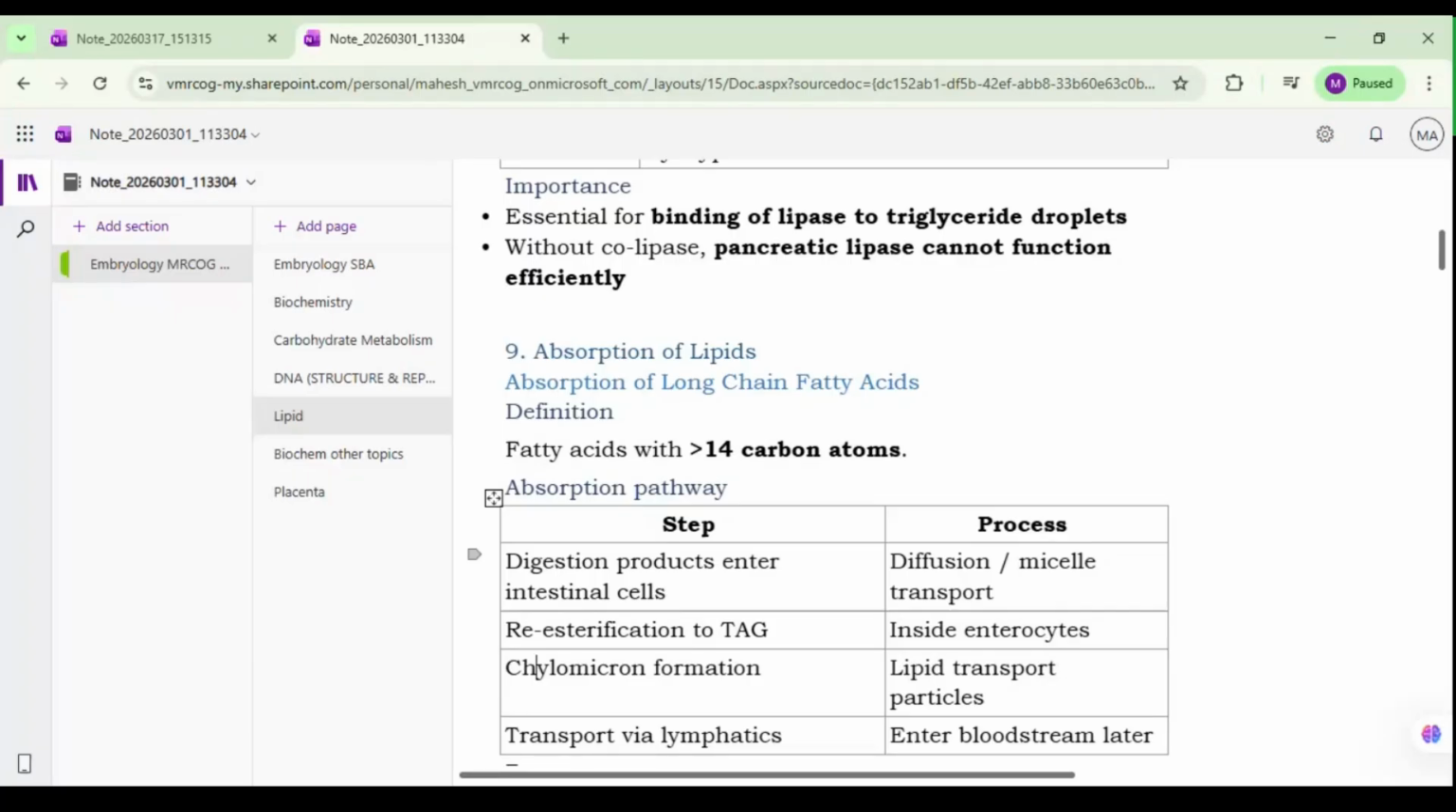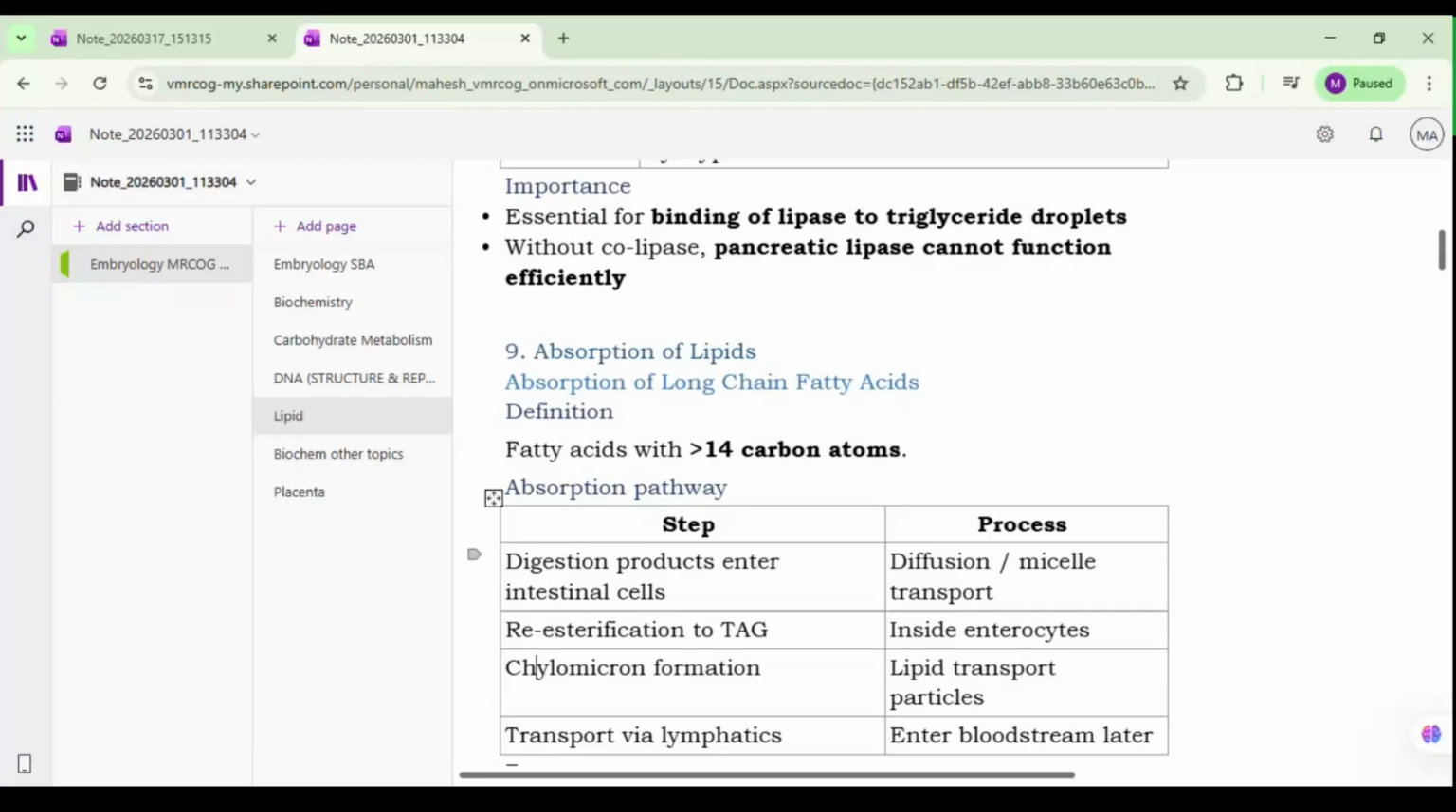But in the enterocytes, again it will be converted into TAG by the reesterification. So this happens inside the enterocytes. Then the chylomicron is formed. It is nothing but the transport form of lipid. Okay, so lipid transport particles, that is the final package which is to be transported, that is getting formed. So that is transported via lymphatics and that will enter the blood stream later on.